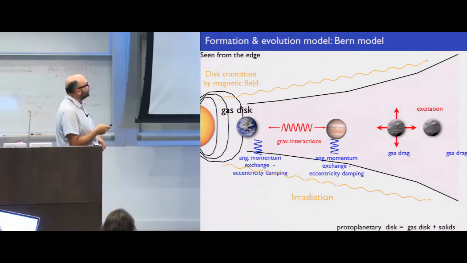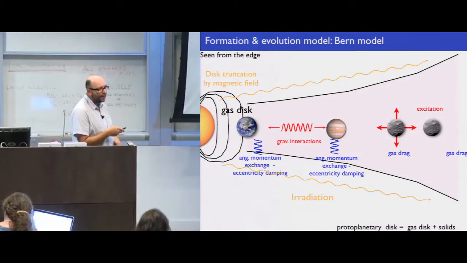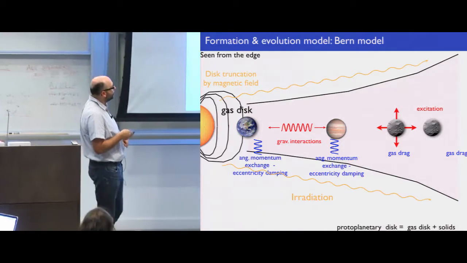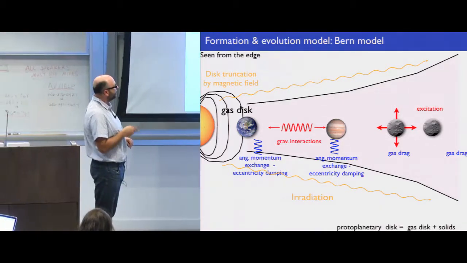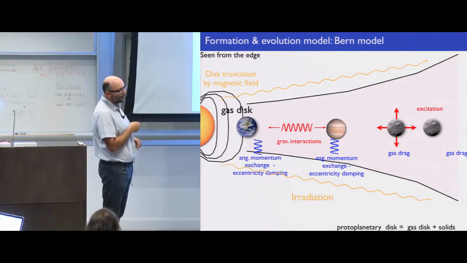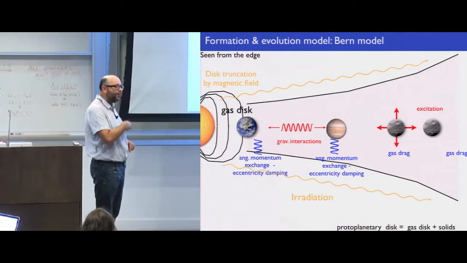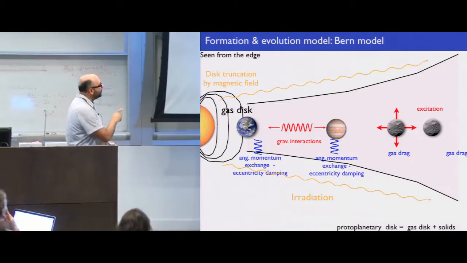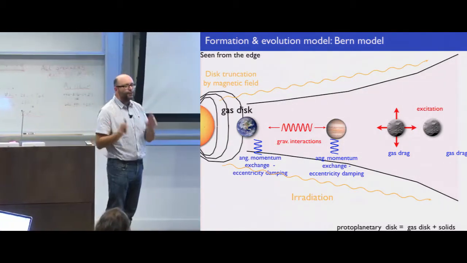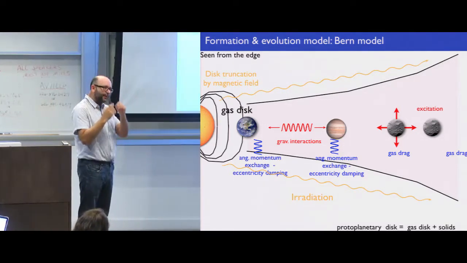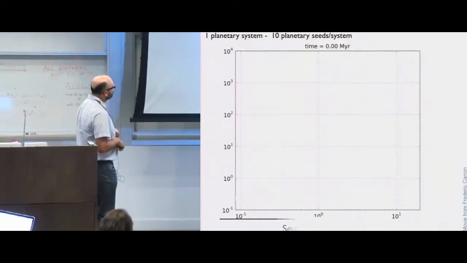Irradiation is important because it changes the temperature structure of the disk, which at the end will also change the gas drag, so the excitation of planetesimals, then the accretion of planets, then the mass of planets, then the interaction between planets, and so on and so forth. So this is a very, very coupled system. All the difficulty in this kind of model is to have all these different ingredients, all these different processes, and to track the interaction between them.